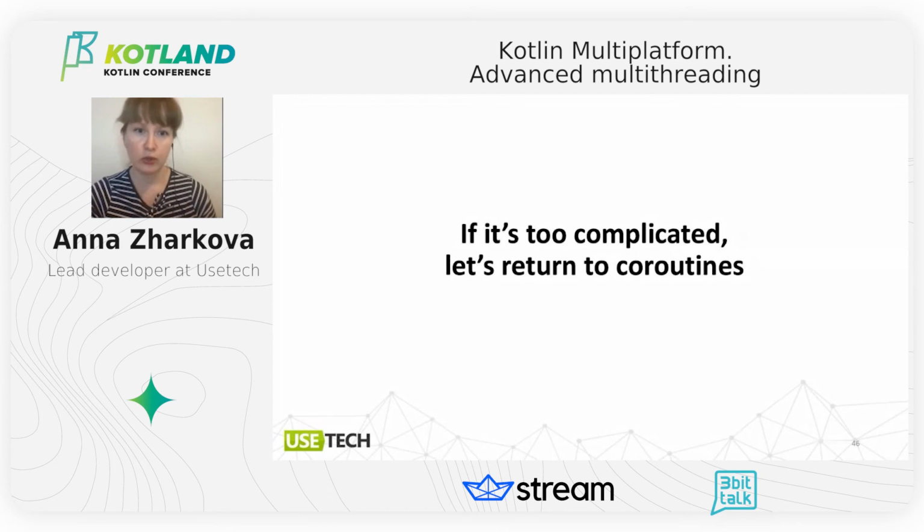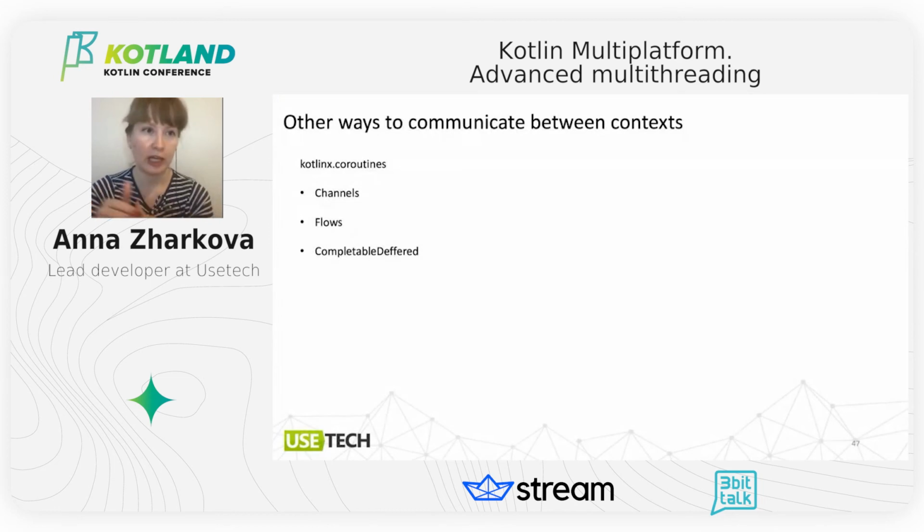So if it is too complicated, let's return to coroutines. They will help us to return several data and communicate between contexts. Well, coroutines are not only about dispatchers and scopes. There are also several interesting mechanisms that could be helpful for us to deal with our functions, our logic, and to return functions between contexts, and also to avoid using too many completion blocks and completion handlers.